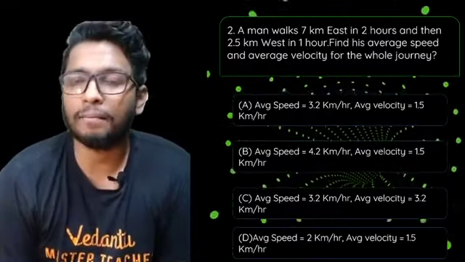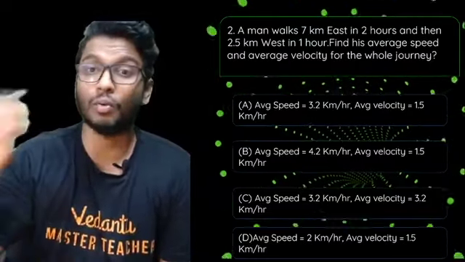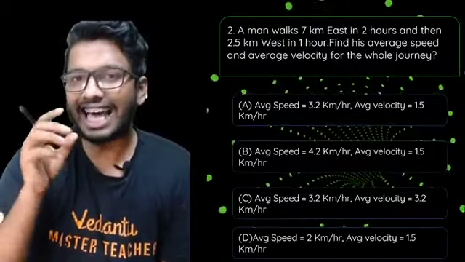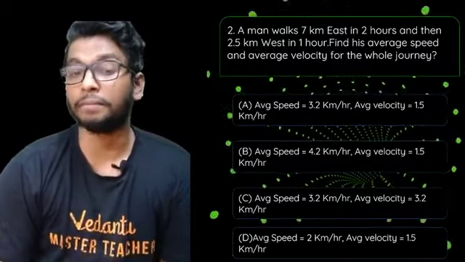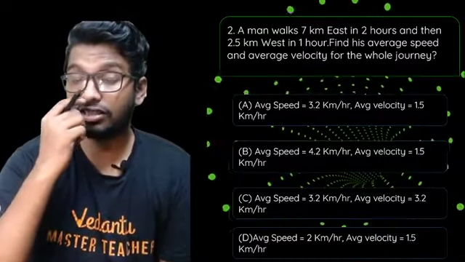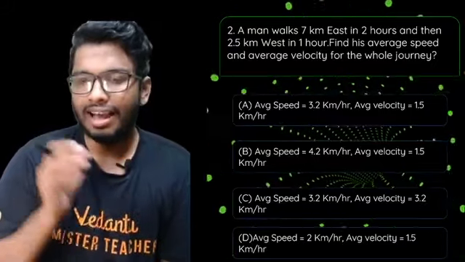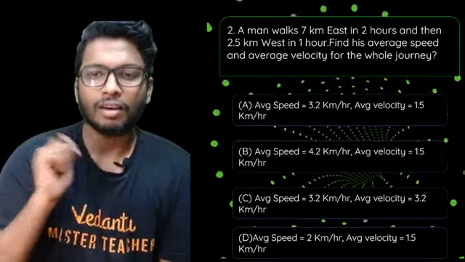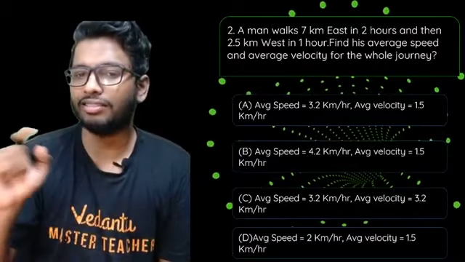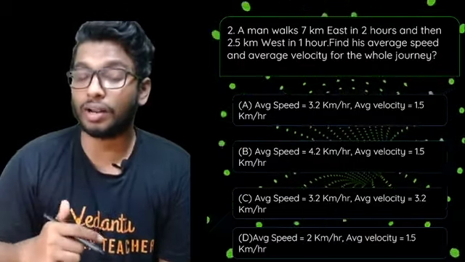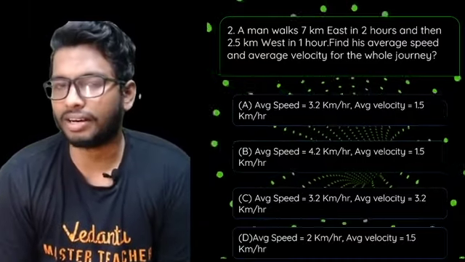Here's the next one. A man walks 7 kilometers east in 2 hours and then 2.5 kilometers west in 1 hour. Find his average speed and average velocity for the whole journey. Your options are: average speed is 3.2 km per hour and average velocity is 1.5 km per hour; average speed is 4.2 km per hour and velocity is 1.5 km per hour; speed 3.2 km per hour and 3.2 km per hour is the velocity as well; average speed is 2 km per hour and average velocity is 1.5 km per hour.